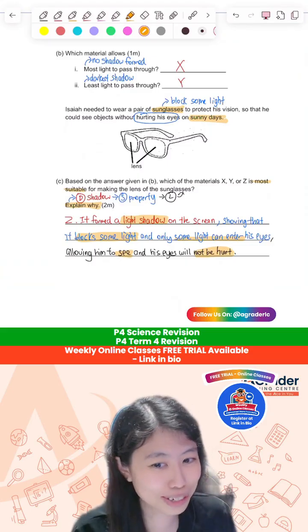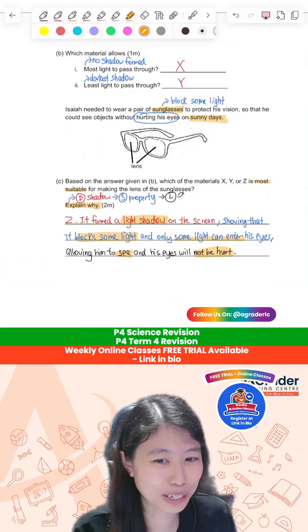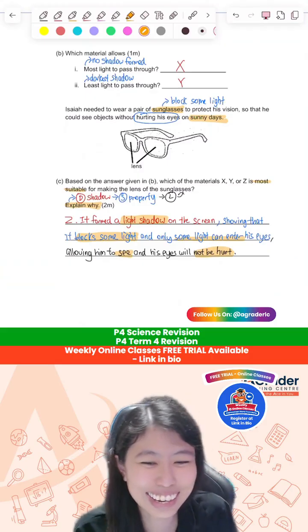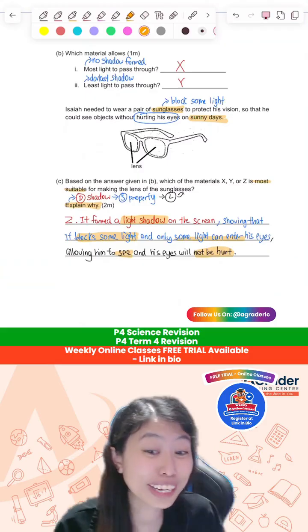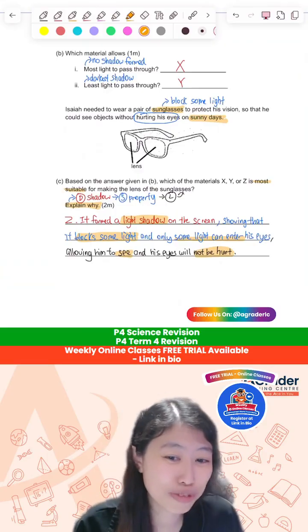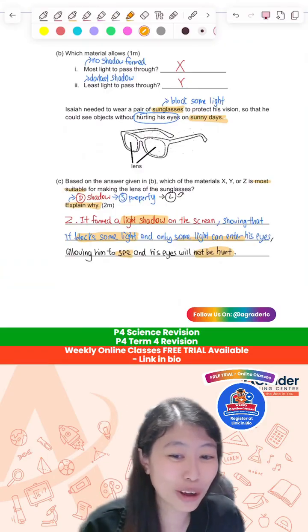Science is still considered short compared to English, because English has composition writing. Science doesn't need that. When you go to secondary school, it's even worse. There's a 5 mark question and you need to write a long explanation.